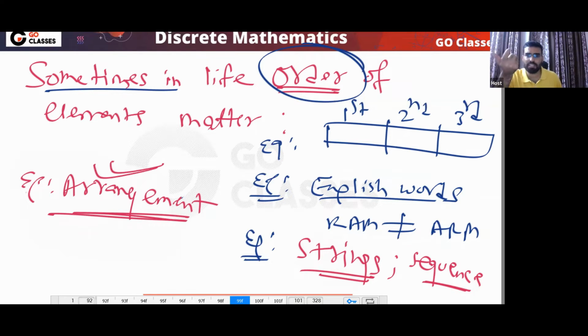In which order you are putting the elements, that will matter. Like first element, second element, third element. So this order will matter. Who is the first element? Who is the second element? Who is the third element?